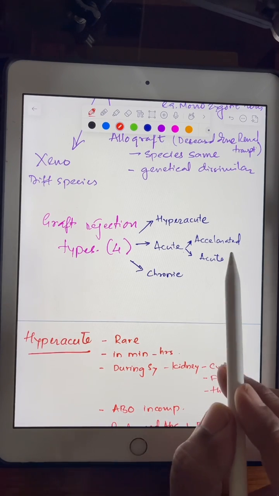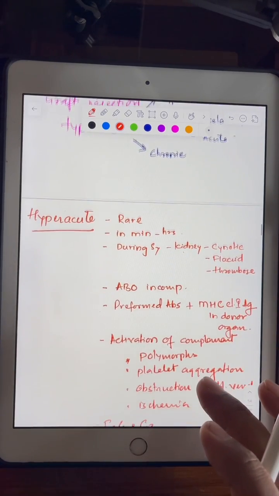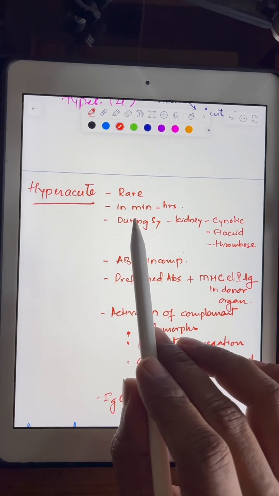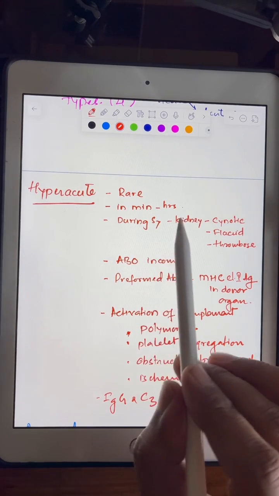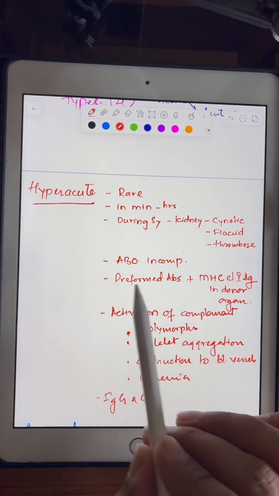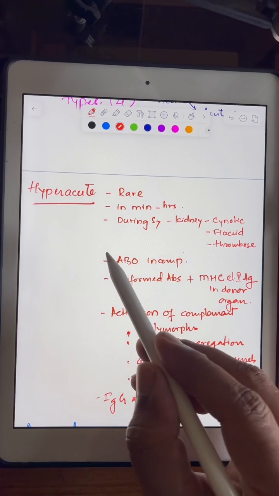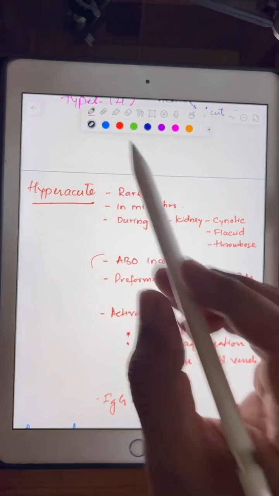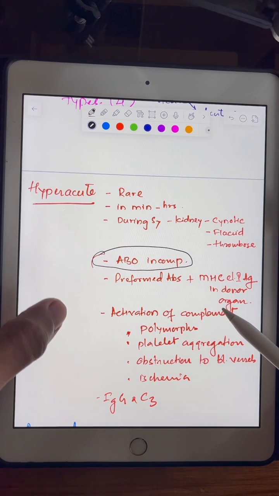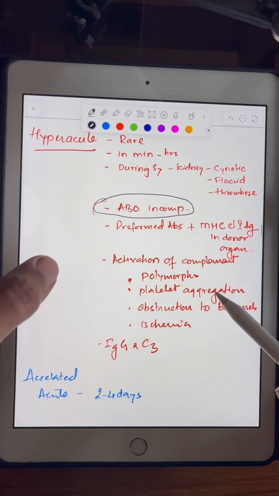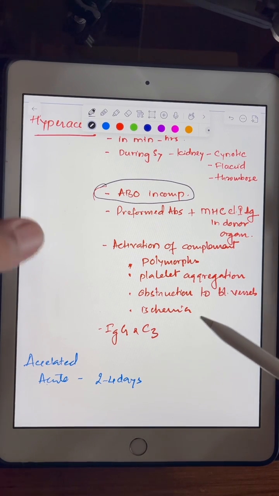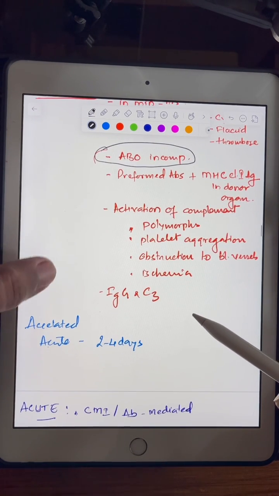Actually acute has accelerated and acute. Hyperacute is rare nowadays because HLA typing and blood typing are done. It occurs immediately, within minutes or hours. During surgery, the kidney becomes cyanotic, flaccid and thrombosed and is lost. ABO incompatibility is the main reason. Preformed antibodies against major histocompatibility complex antigens in the donor activate complement, polymorphs, platelet aggregation, obstruction of blood vessels, leading to ischemia.